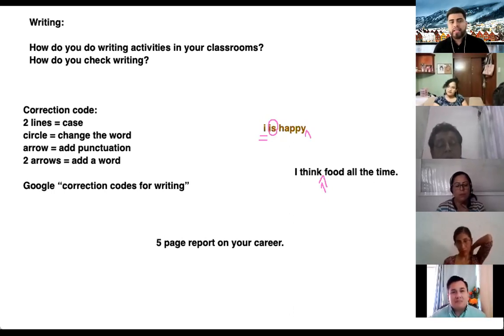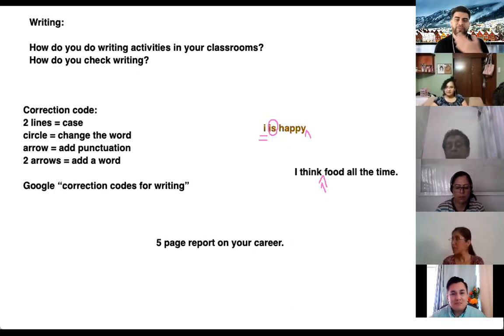But another thing, like you said, if they are children and they are beginners and they make a mistake that they don't really know yet, like maybe you're teaching the verb to be in the present and they're making mistakes with the verb to be in the past or the present perfect, then in that case, you should correct it because they don't know how to correct it.